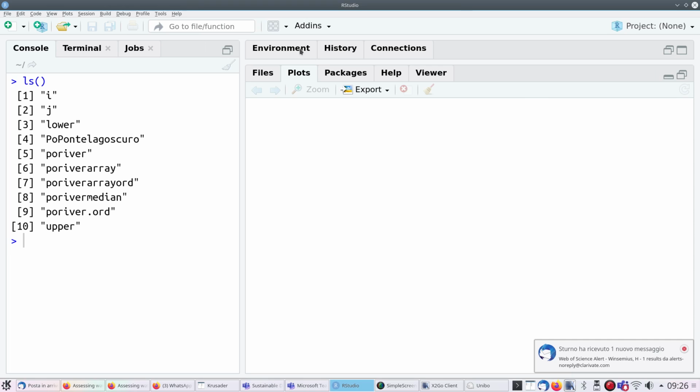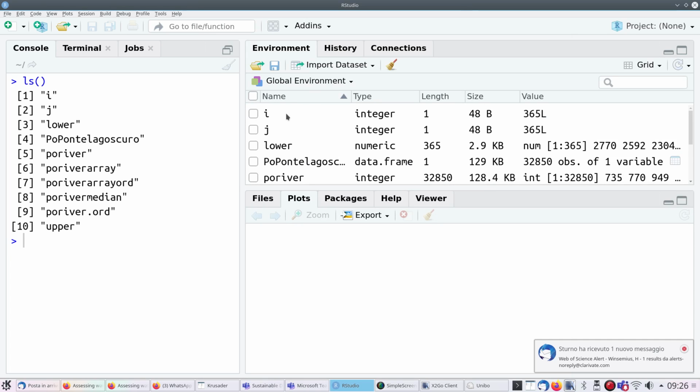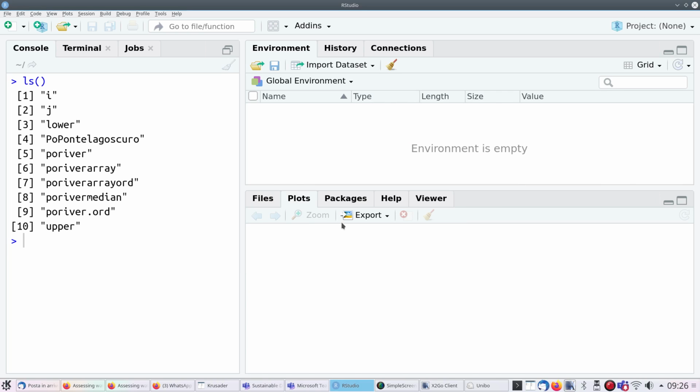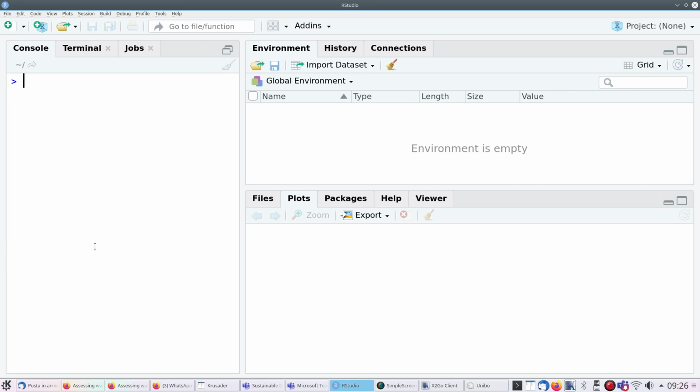Yeah, here they are. Let me delete these variables. You see, I am selecting all of them, and then I am clicking on the broom here. Are you sure you want to remove an object? Yes. I wanted to get a clean environment. Now, if you go to the console and you list, there is nothing there. Okay. If you have any problem to follow me as usual, write on the chat, please.